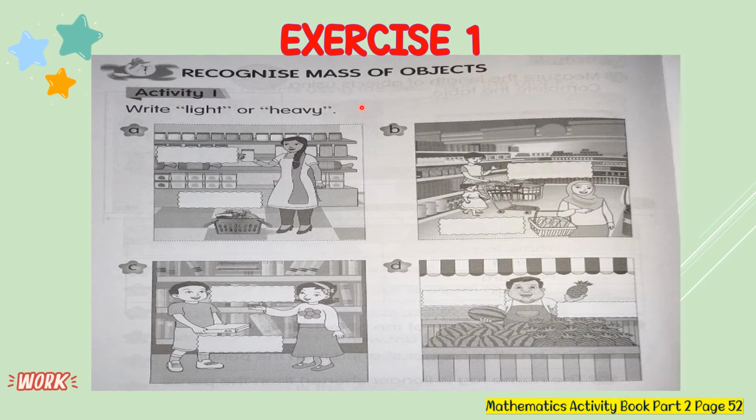So now we are going to do some exercises. Exercise 1, you can refer to your mathematics activity book, part 2, page 52. Look at the instruction, write light or heavy. The jar is light, the basket is heavy, the trolley is heavy, and the basket is light. The pen is light and the book is heavy. The watermelon is heavy and the pineapple is light.